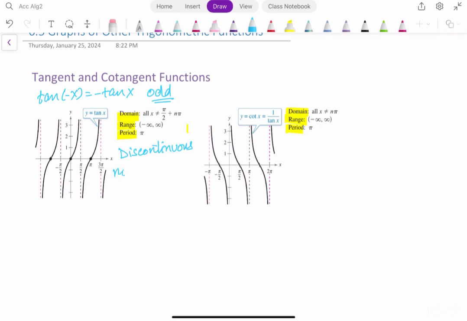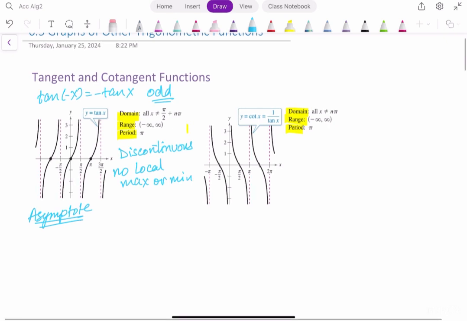The period, if you remember, for the sine and cosine function was 2 pi over b. For the tangent and cotangent, it is pi over b. So as I said, there is no local max or local min. The reason is because the function keeps on moving vertically. So there will be an asymptote instead.